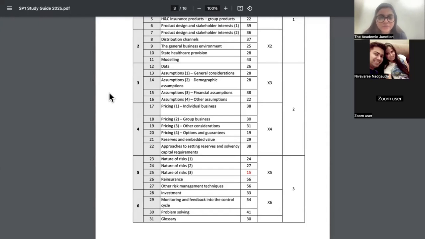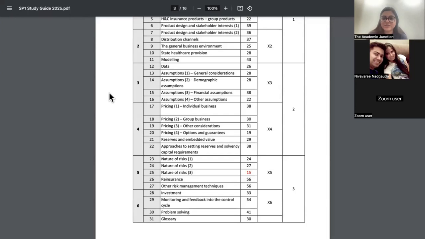Then you have reserves and capital requirements. So 21, 22 in the next one session. Then all about different risks in the next 2 sessions. Reinsurance and risk management in the next 2 sessions, and investment and monitoring in the next 2 sessions. So like this, there are 10 to 12 sessions planned going ahead.